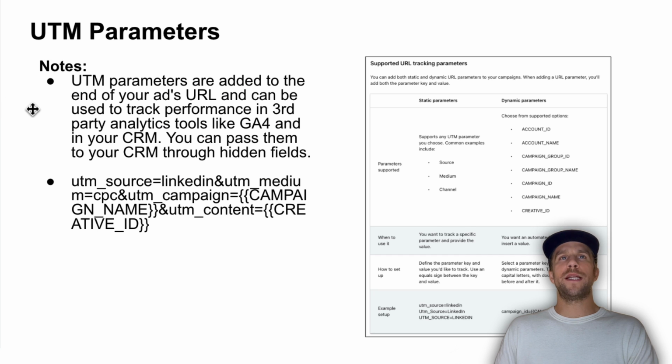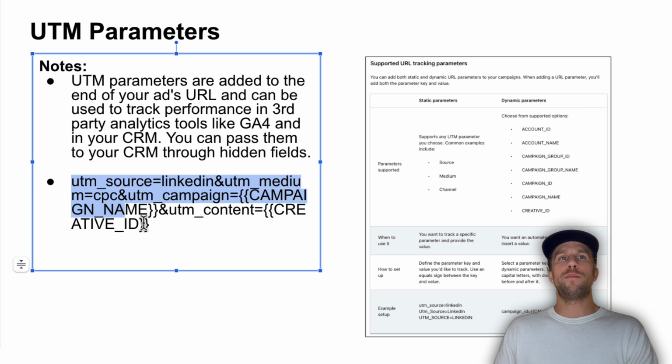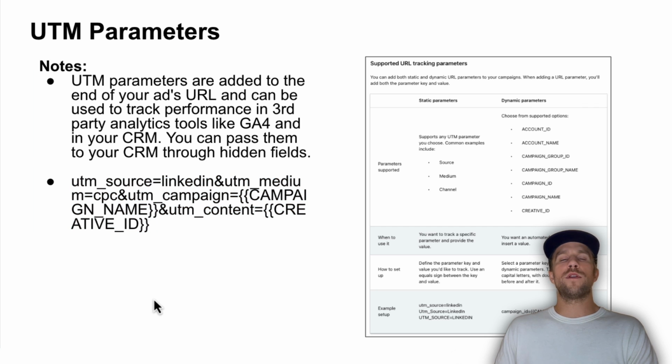And here's a note on UTM parameters. We won't go deep into this, but I'll show you the ones that I typically add, and I'll show you where to add those once we're setting up our account. These are just helpful for tracking performance in other third-party analytics tools or your CRM. So if you're using Google Analytics GA4, these can be helpful to understand how people that come from LinkedIn ads are engaging with your website. Also helpful for passing info to your CRM if people go to your website and say submit a form.